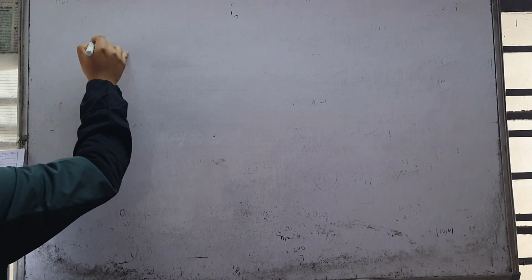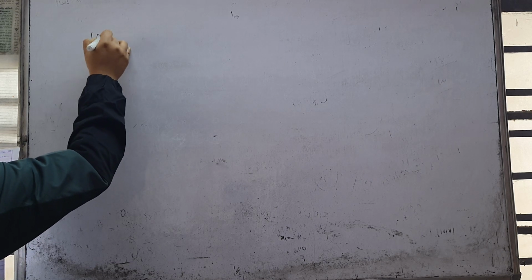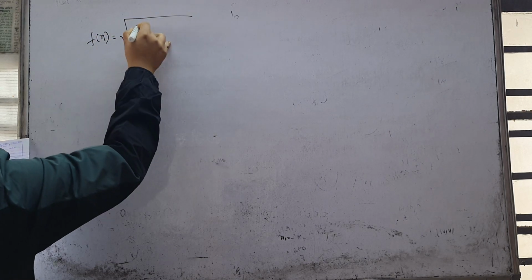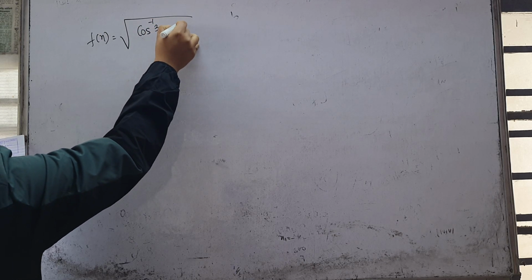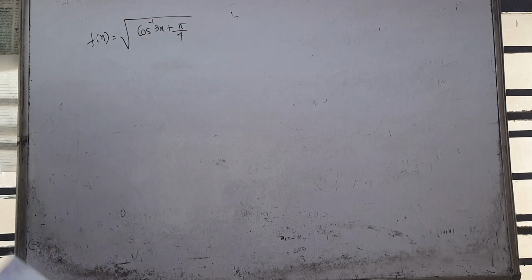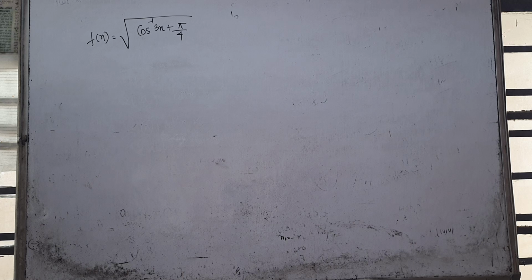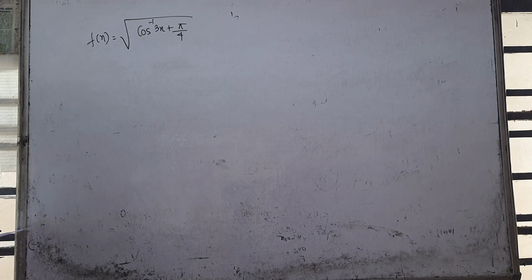Please listen. Find the domain of f(x) equal to cos inverse (3x) plus pi by 4. Domain means they just want us to find out the value of x. So they are just interested in knowing what would be the value of this inside part. Is it clear? Please look up, everyone. You all know that.